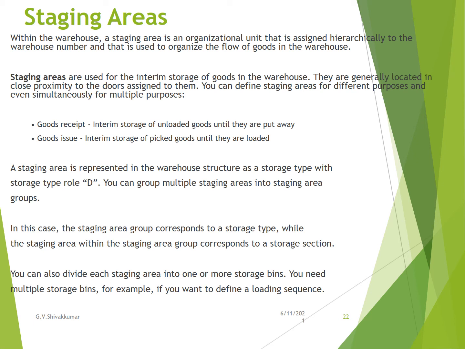902 for GR, 916 for GI, and internal warehouse bin to bin movements 922, like that. I hope everybody knows, and I'm just giving examples here. Okay, so a staging area is represented in the warehouse structure as a storage type with the storage type role D. So you can group multiple staging areas into staging area groups. From the name itself you can know a staging area group is nothing but grouping together multiple areas.